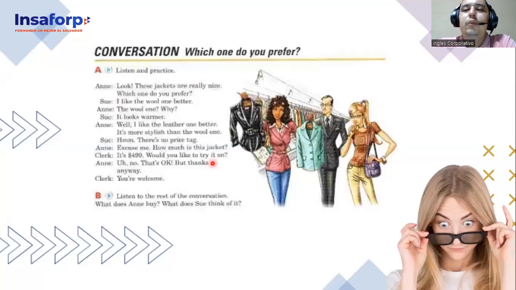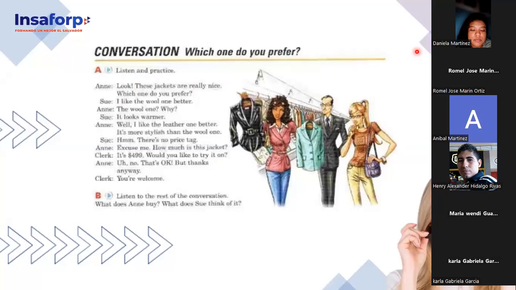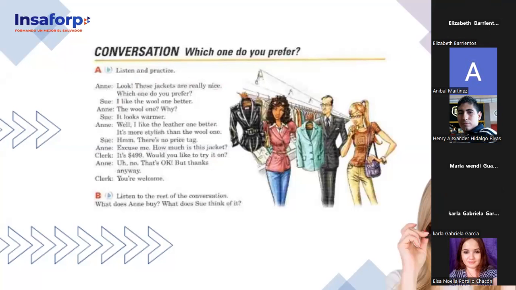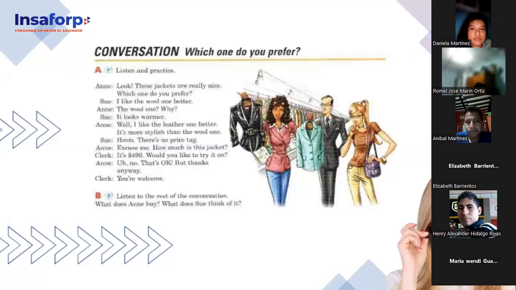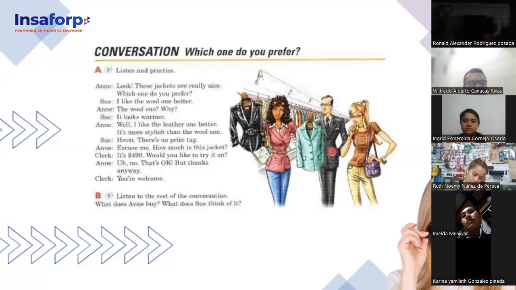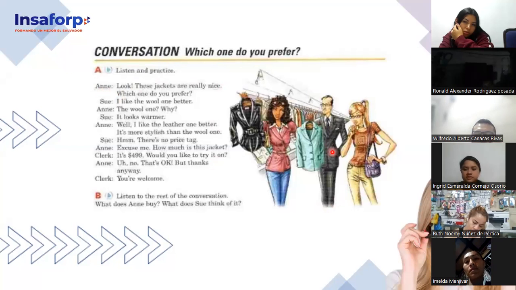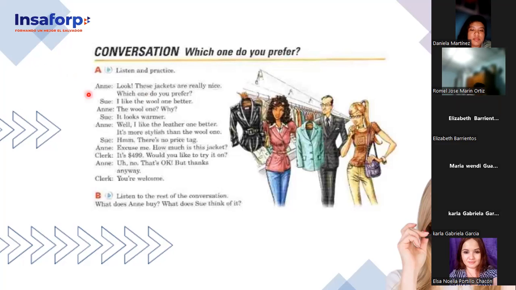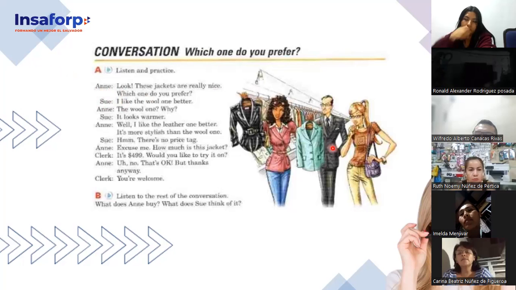We're going to select two participants. Who wants to help me with this conversation? Aníbal, would you like to? Okay, Aníbal, you're going to be Ann. And who else wants to help me? Okay, Ingrid. Ingrid is going to be Sue. Okay, let's start at the count of three.